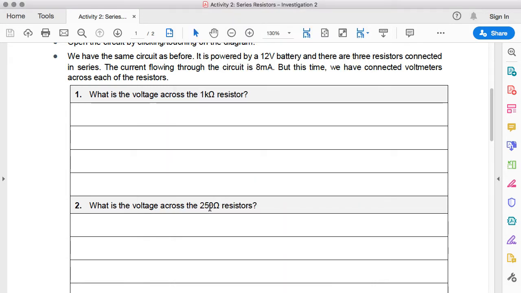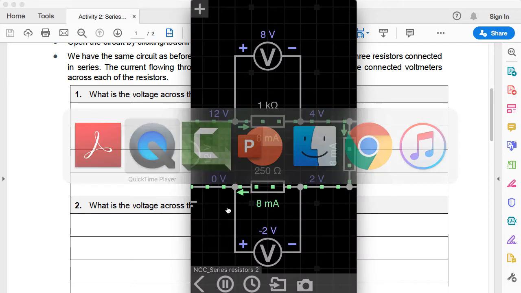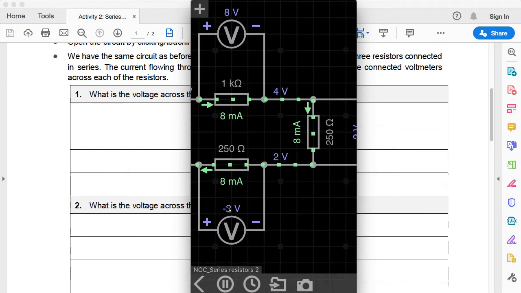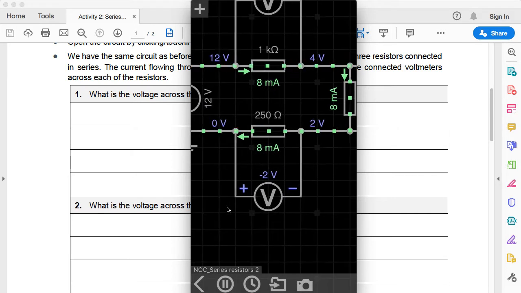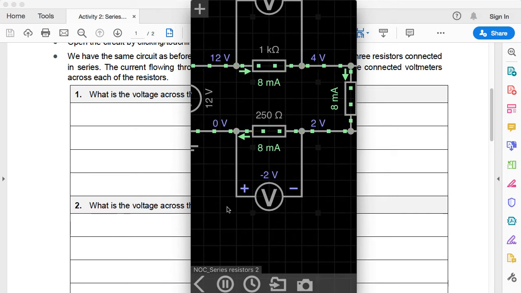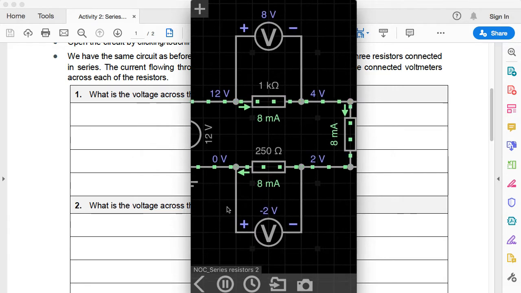What is the voltage across the 250 ohm resistors? Well, let's have a look. This 250 ohm resistor has a voltage across it of 2 volts. That's a voltage drop of 2 volts. And there's another voltage drop across the other 250 ohm resistor of a further 2 volts.